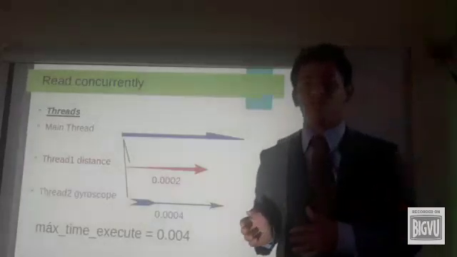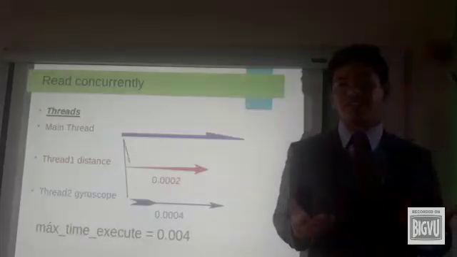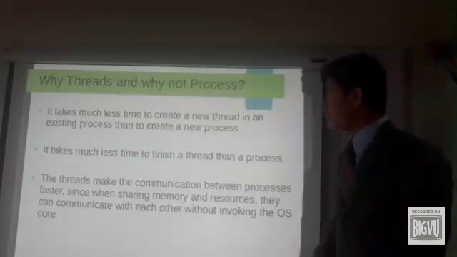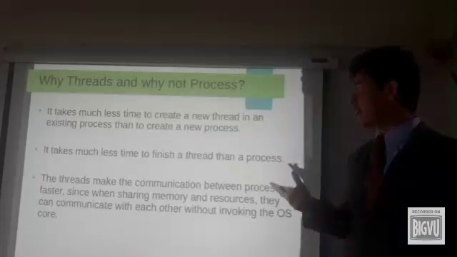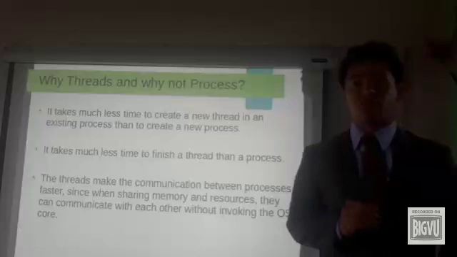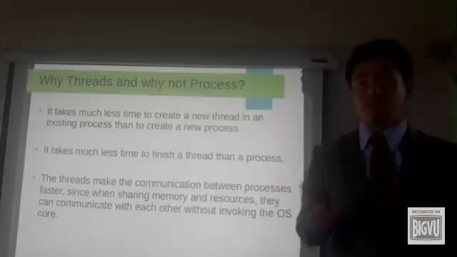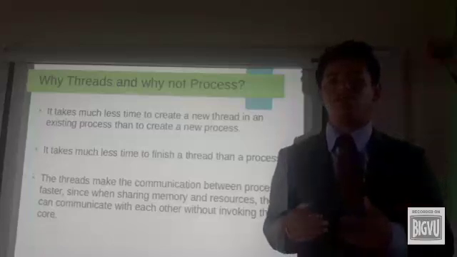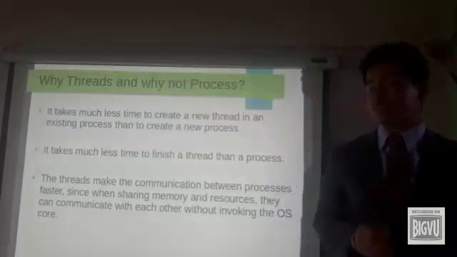Okay, there is another way to do a concurrent program, and this is processes. The question is, why threads and why not processes? The reasons are that it takes much less time to create a new thread in an existing process than to create a new process. It takes much less time to finish a thread than a process. Threads make the communication between them faster since they share memory and resources. They can communicate with each other without involving OS code.